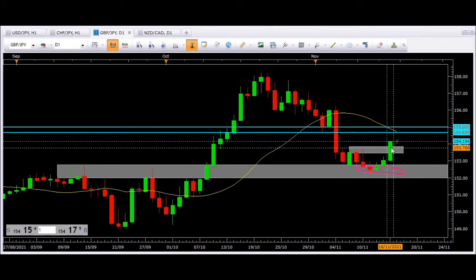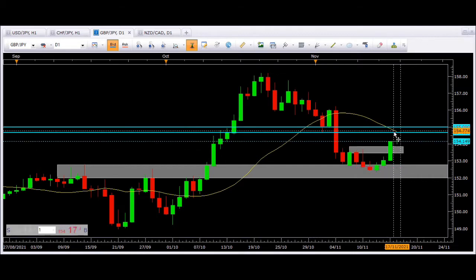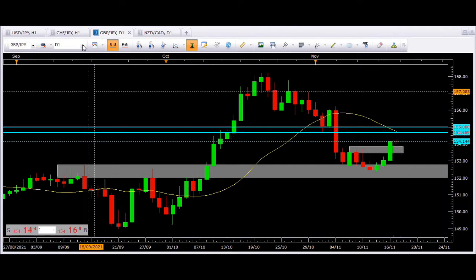So I think this trade has room to the upside, so we are buying this market. Our first target will be 154.66 roughly, and our second target on the day chart will be 155. I think this trade has room to the upside. Let's look on the H1 for execution.